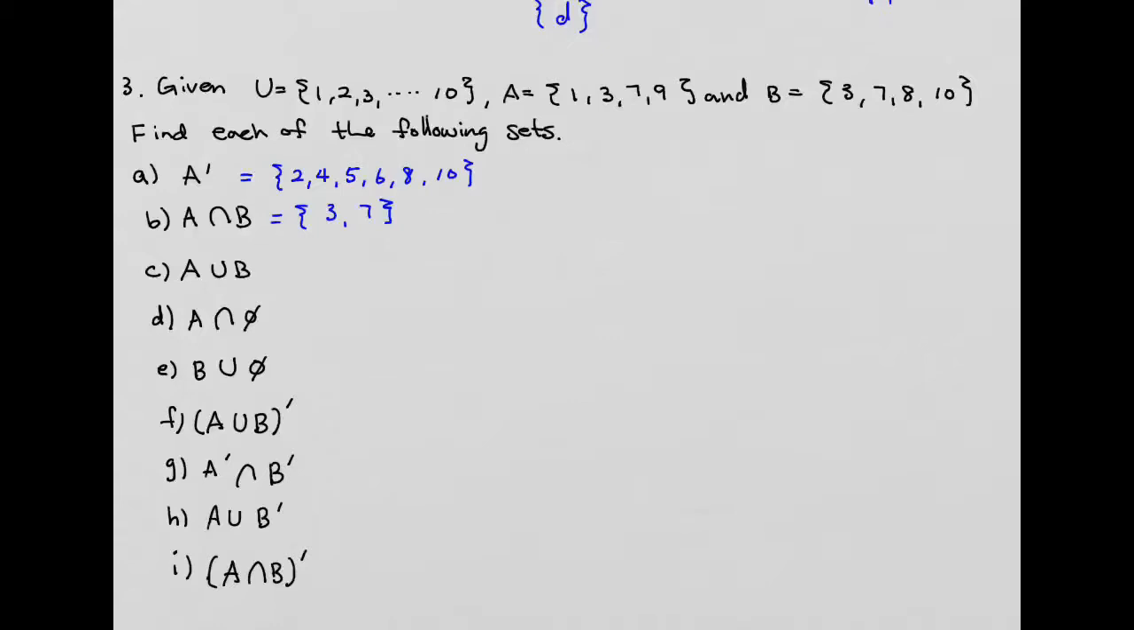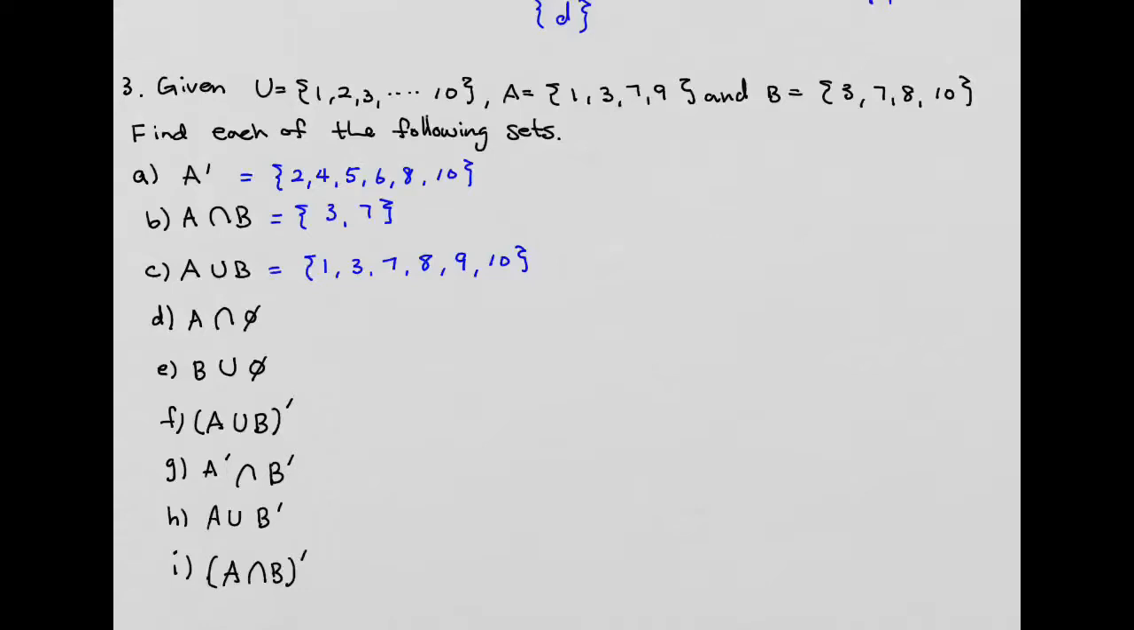And what about A union B? The union means everything in A and everything in B. Just make sure if you have the same element, you just need to write it one time. So everything in A, start with 1 and 3, and then you have 7, and B you have 8, A you have 9, B you have 10. So everything from A plus B is going to be A union B.